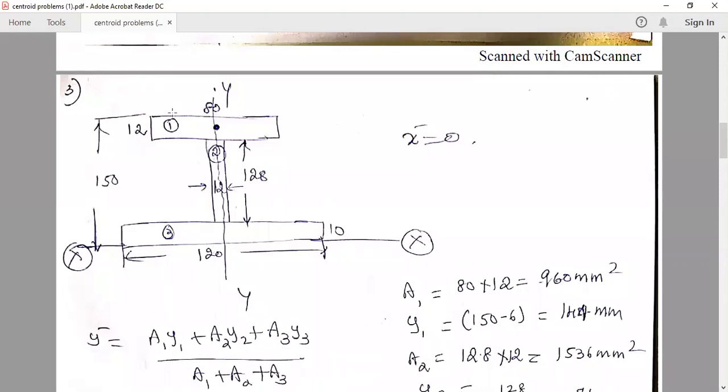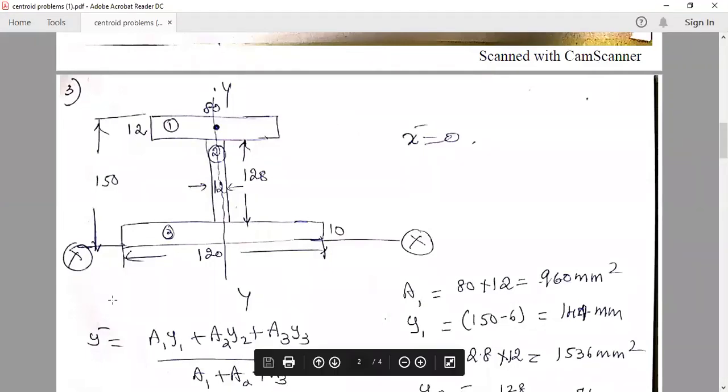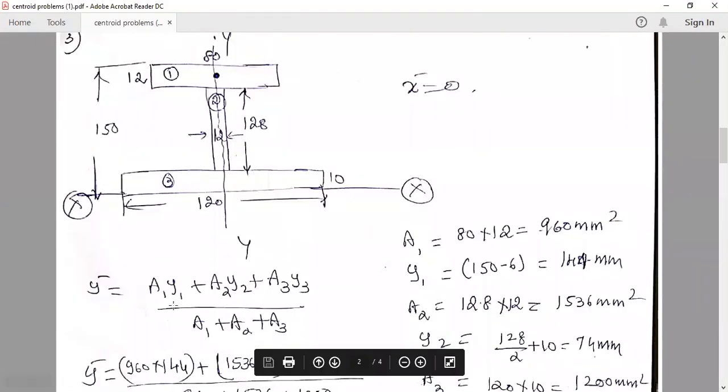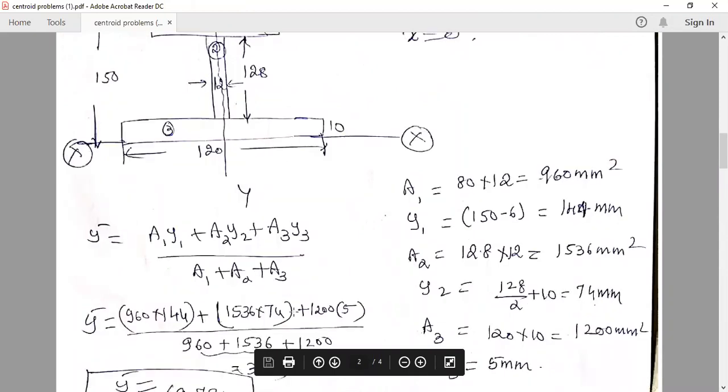I have divided the shape into 3 simple geometrical shapes, like 3 rectangles. So area of first rectangle plus area of second rectangle plus area of third rectangle, A1 plus A2 plus A3, will give you the total area. So the formula is y bar equal to A1 y1 plus A2 y2 plus A3 y3 divided by A1 plus A2 plus A3, which is the total area.